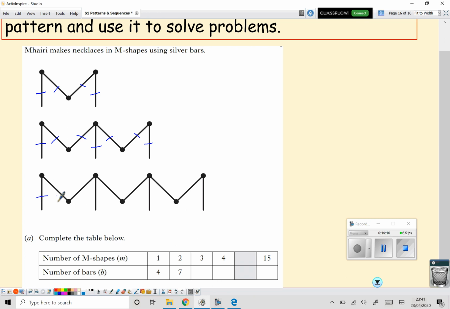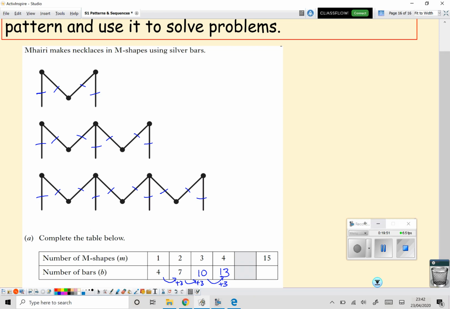And for 3 M shapes, 1, 2, 3, 4 that we had, and the other 3 that we had, so that's now 7, and then we add on another 3 to get the third M shape. So that's going to be 10 if you're thinking about the table. Now what you can see is that for every time you add an M shape, you need 3 more bars. So that's your clue that your number of bars must be going up in threes, and you can see that here. 4 plus 3 makes 7, 7 plus 3 makes 10, 10 plus 3 makes 13.